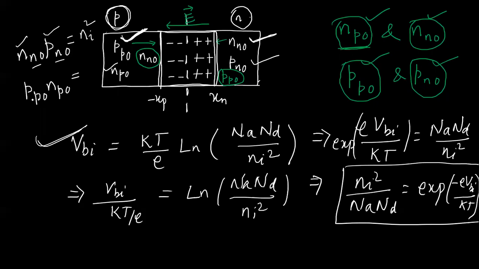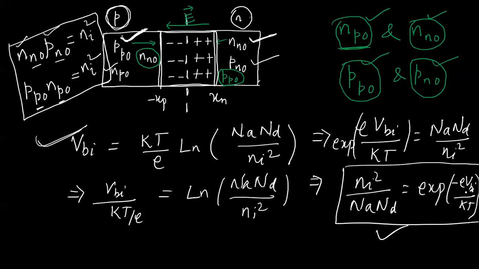And similarly, for the p region, both are in p region. One is the majority, the hole concentration, multiplied with the minority electron concentration. This will also give us Ni square. So we are going to use this and modify whatever we obtained over here: Ni square by NA ND is equal to exponential to the power minus e VBI by KT. Okay, so how will we do that?